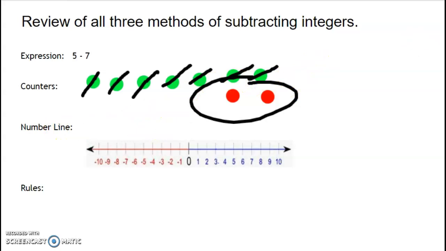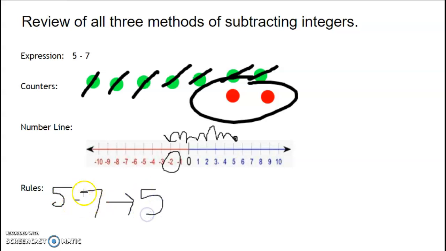If we look at number lines as our example, we start at positive 5 and we're taking away 7. Remember, we're taking away a positive. That means we are moving in the left direction 7 units, so I land at negative 2. And if we're looking at the rules, we have 5 minus 7. Again, we want to keep the 5, change subtraction to addition, and find the opposite of 7, which is negative 7.